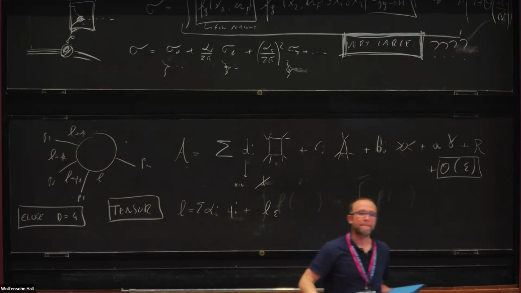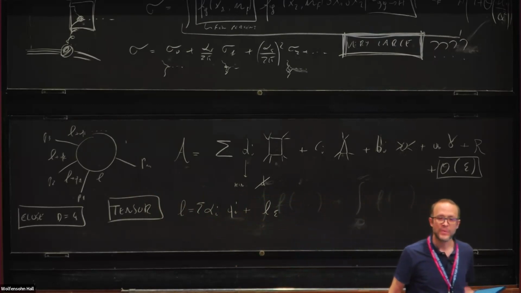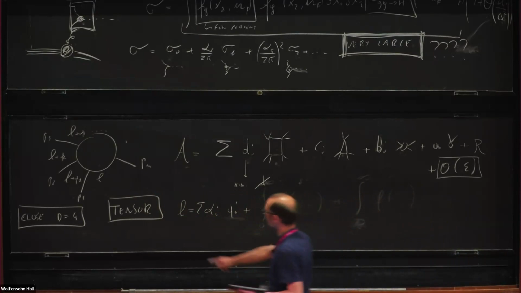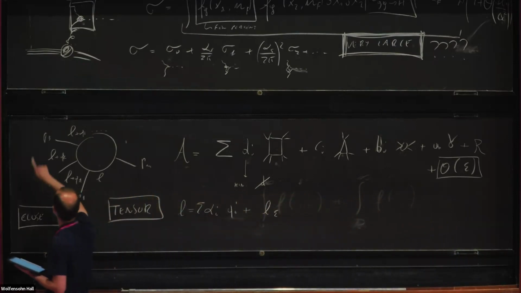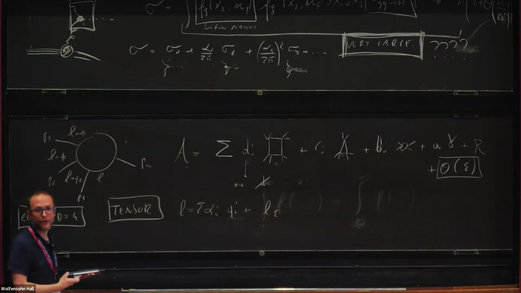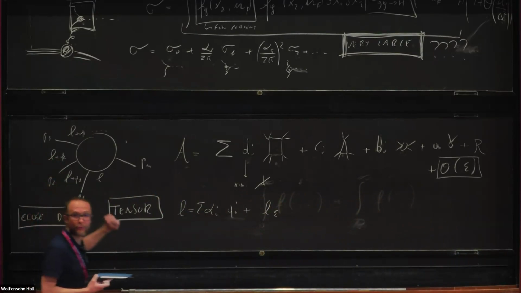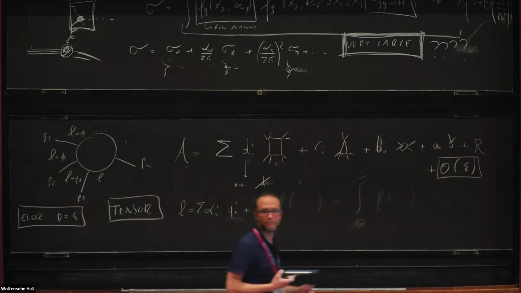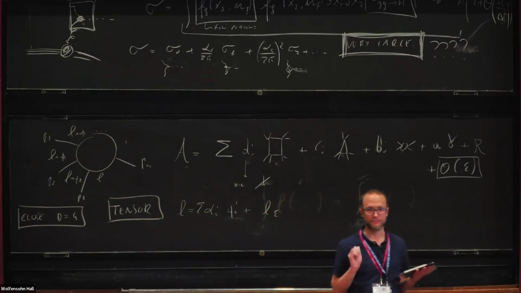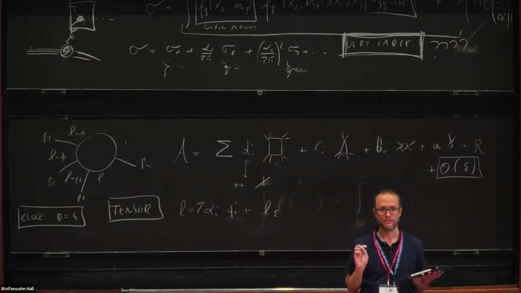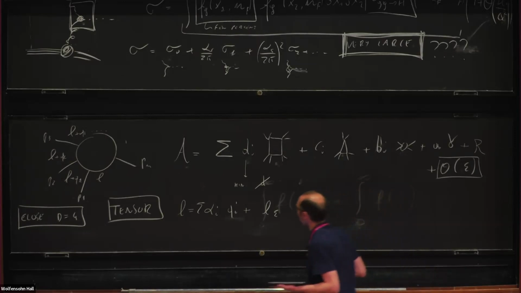Yes? The q_i, for me, all the external particles right now are on shell, so they're all 0. But q_i will not be on shell because, for example, q_2 is p_1 plus p_2, so q_2 squared will be s_12. Does that answer the question?